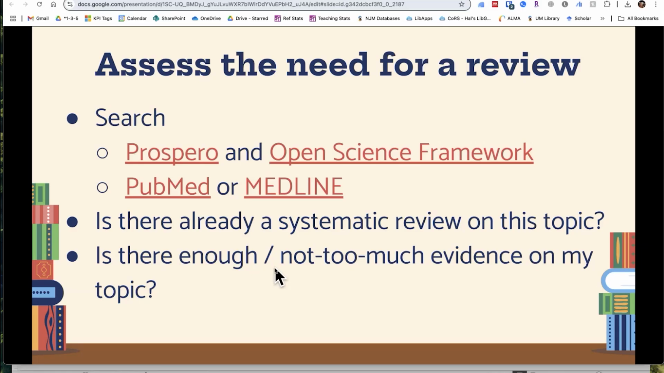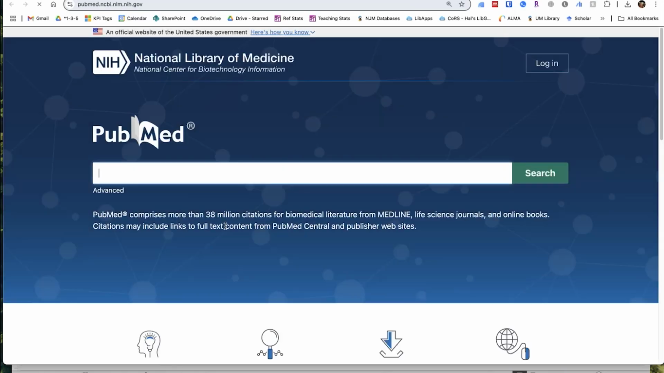It is not uncommon for researchers to know all of the studies that they're going to include in their systematic review before they even start. But really the systematic review is just making sure you found everything. So you can also search in PubMed or Medline on your topic and narrow it down to just systematic reviews to make sure that there are no other reviews on your topic.